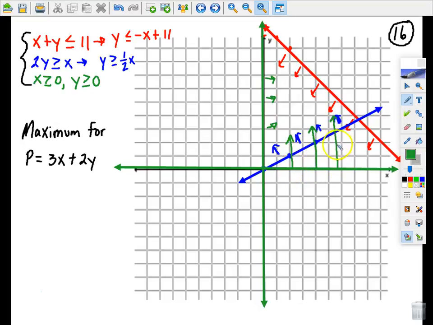Okay. So we're interested in where all four shadings converge. Where do they all four gather up? What area do they all four share? And that's going to be this area right here, this triangle above the blue until you get to the red, and then it's bounded on the left side by the green. So this is our feasible region.